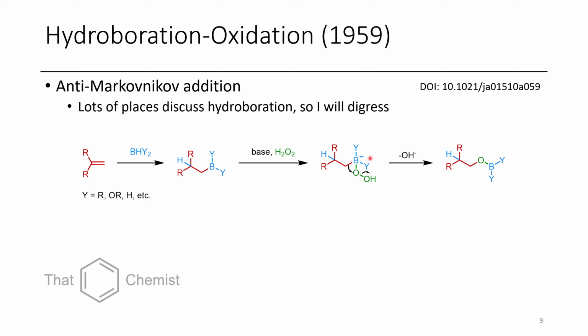It attacks the boron to form an ate complex, which is just negatively charged, like a carboxylate is negatively charged. And then we have a 1,2 shift, which is kind of like Baeyer-Villiger oxidation, but in this case it's a boron instead of a carbon with a carbonyl. This then displaces hydroxide as a leaving group, giving us our boronate product. If you work this up with acid or base, you can typically just cleave off the boron very easily.